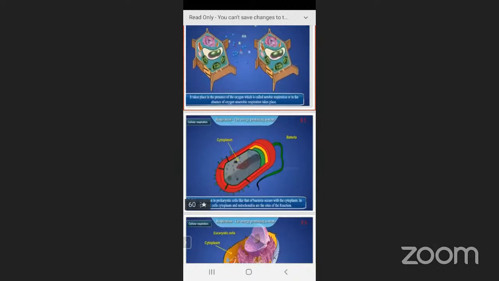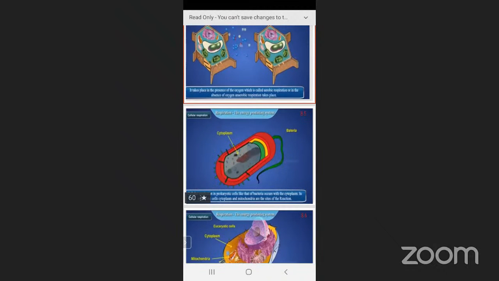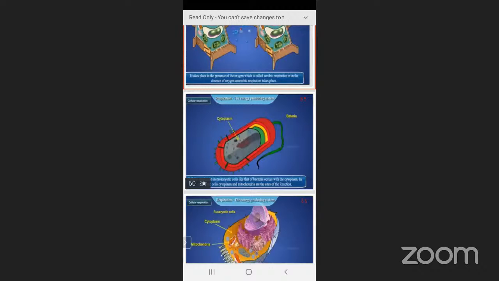In your books, there will be a flow chart for this, showing that in the presence of oxygen is aerobic respiration, and the absence or very low concentration of oxygen is anaerobic respiration. A very low amount of oxygen cannot be considered. So the presence of oxygen is aerobic respiration, and the absence or very low amount of oxygen is anaerobic respiration. Very, very important, children.